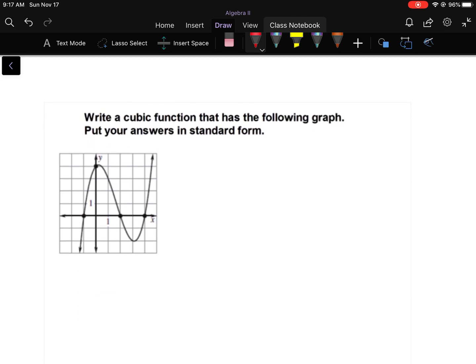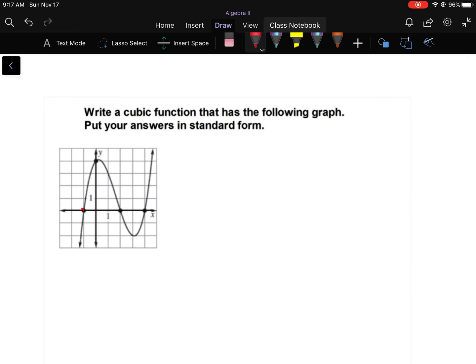Okay, same situation here. You want to make sure that you grab your 3 x intercepts. If there aren't 3 x intercepts, we're going to have a tough time pulling off this cubic in intercept form.